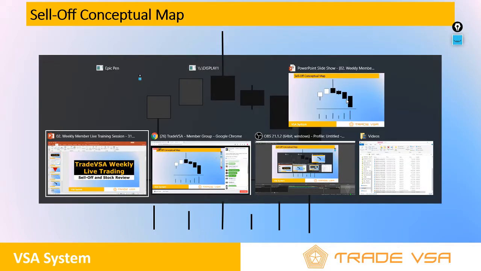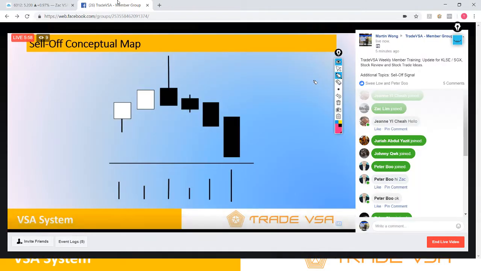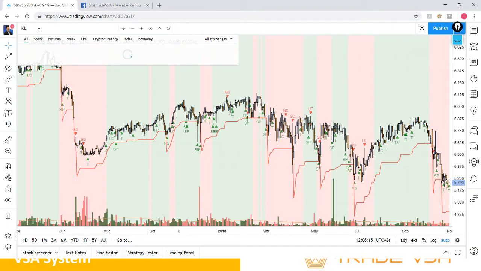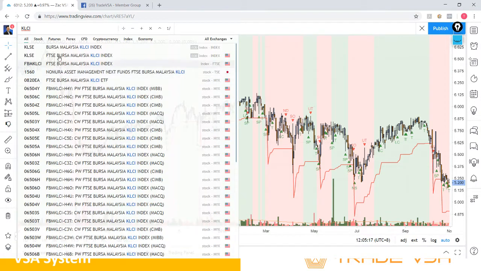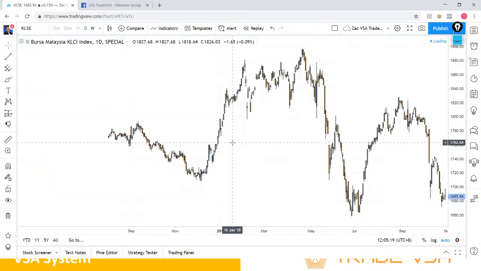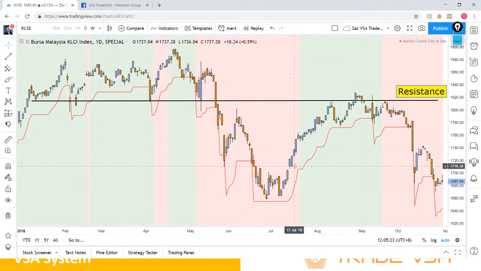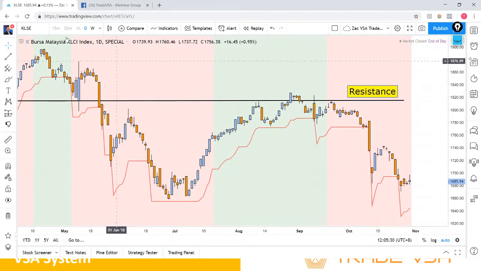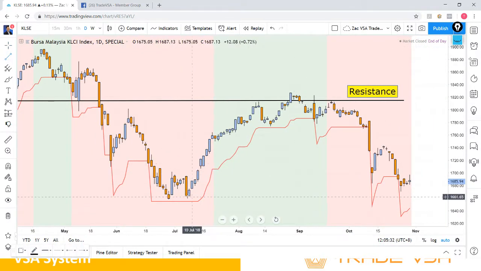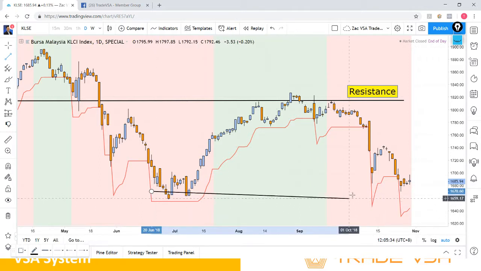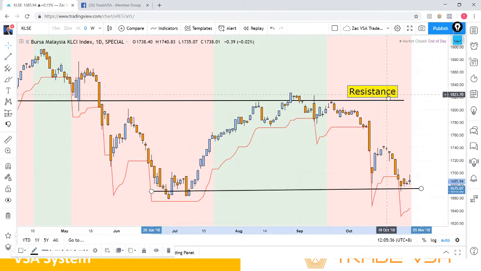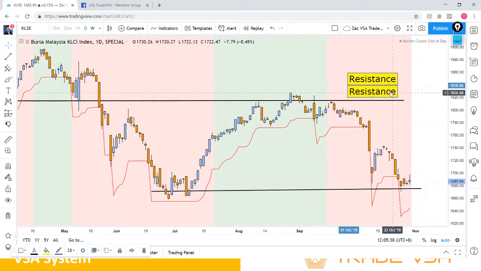Now I'd like to show you the KLCS chart. Just like last week when we reviewed it, we have a previous resistance and a continuation of stage 4. But now it seems like price is holding here on the support level. This is the new support.